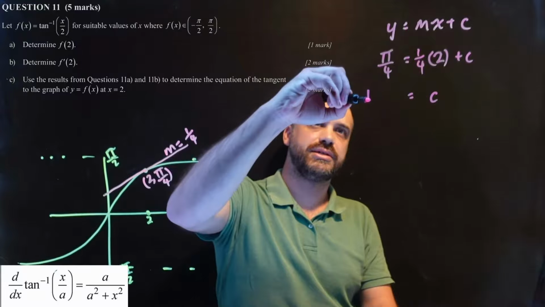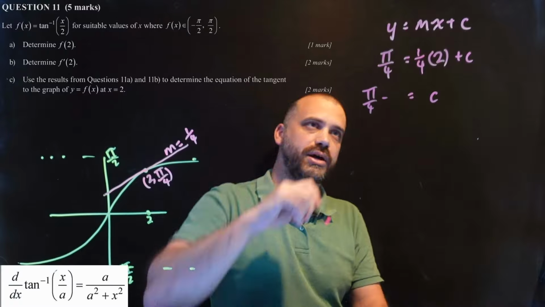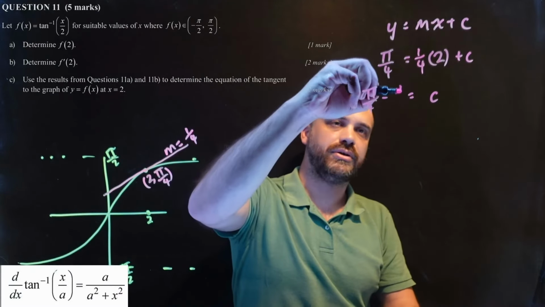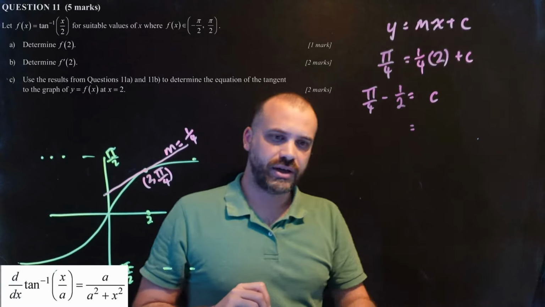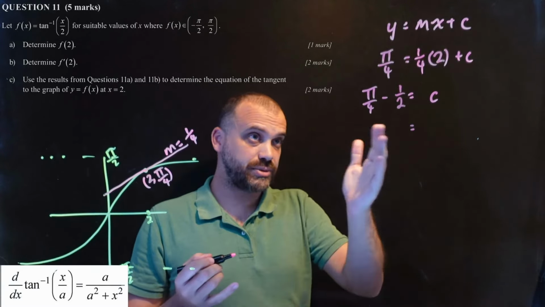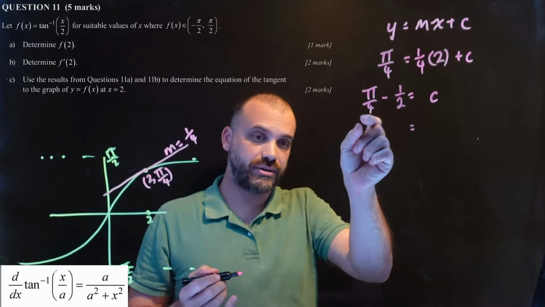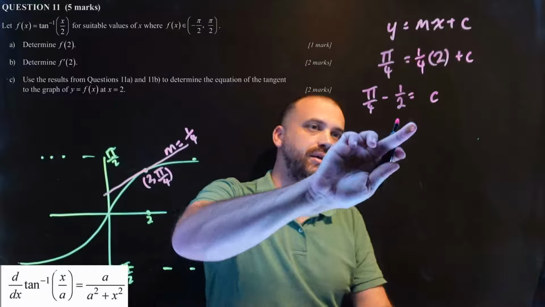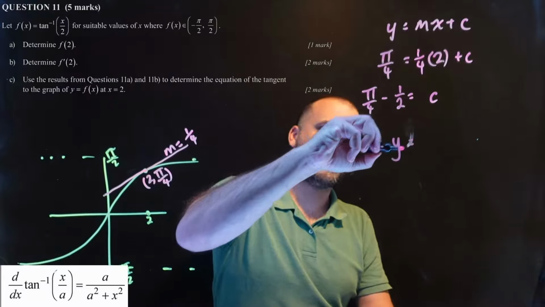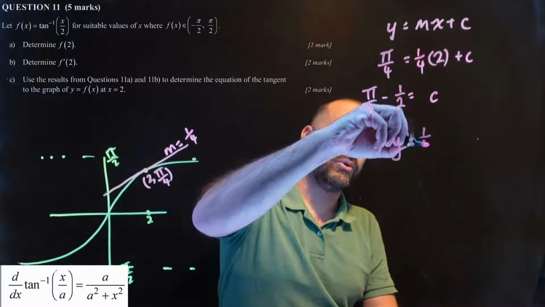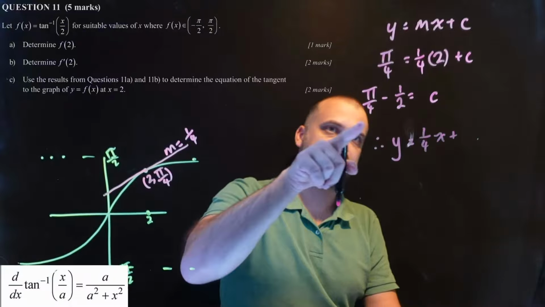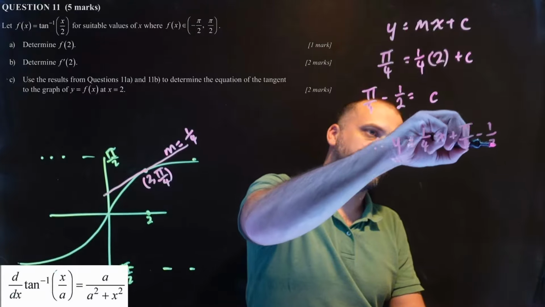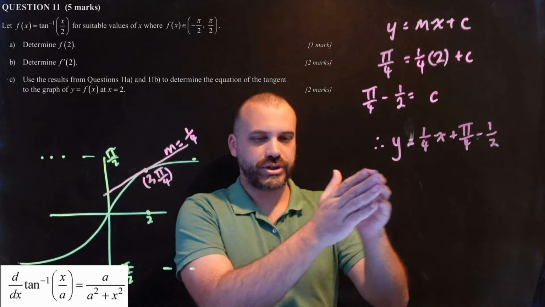I know that c is equal to pi on 4 minus 1/4 of 2, which is half. Pi on 4 minus 1/2. I guess that's pretty good. I've got a c value now, pi on 4 minus 1/2. So I can finish this off by saying, therefore, y equals 1/4 x plus my c value, plus pi on 4 minus 1/2. Just make sure you're comfortable with this.